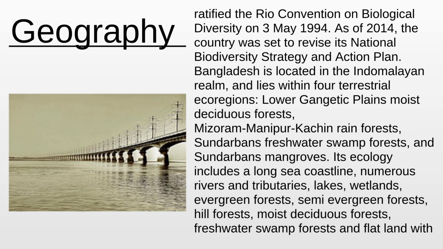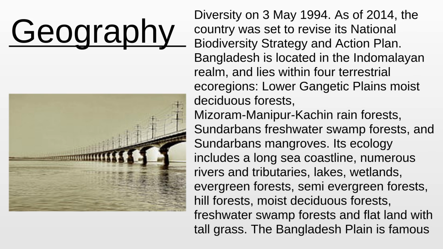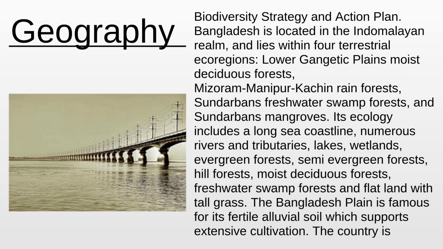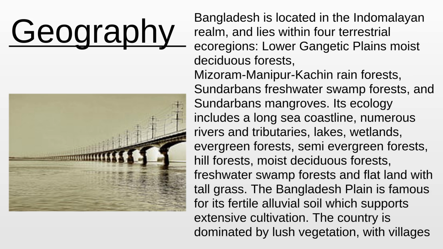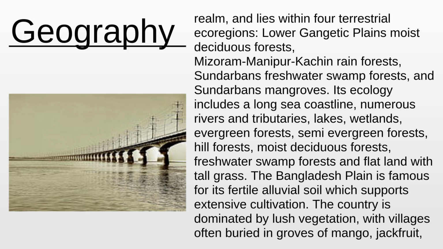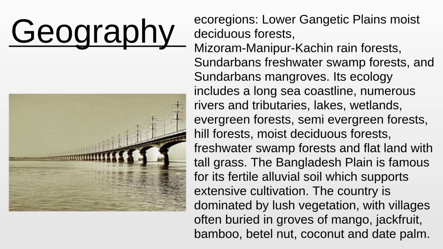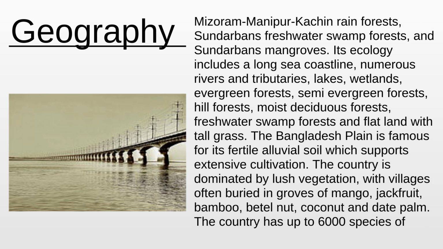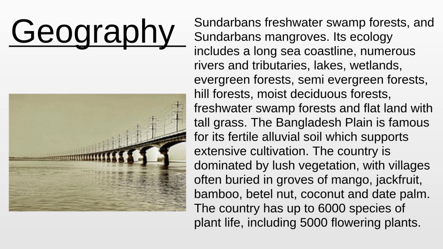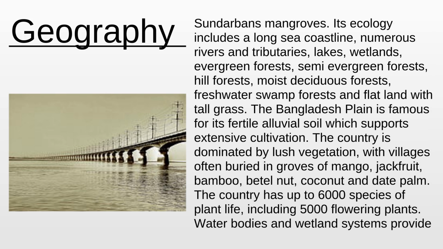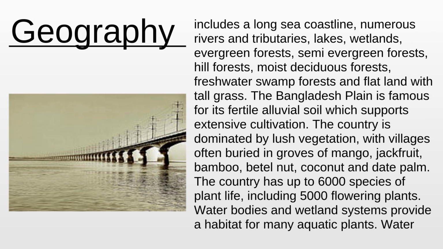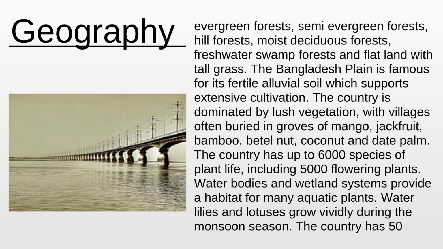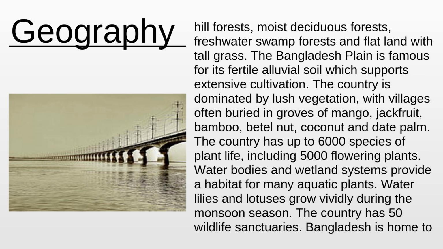Bangladesh is located in the Indo-Malayan realm, and lies within 4 terrestrial ecoregions: Lower Gangetic Plains moist deciduous forests, Mizoram-Manipur-Kachin rainforests, Sundarbans freshwater swamp forests, and Sundarbans mangroves. Its ecology includes a long sea coastline, numerous rivers and tributaries, lakes, wetlands, evergreen forests, semi-evergreen forests, hill forests, moist deciduous forests, freshwater swamp forests and flat land with tall grass. The Bangladesh plain is famous for its fertile alluvial soil which supports extensive cultivation.